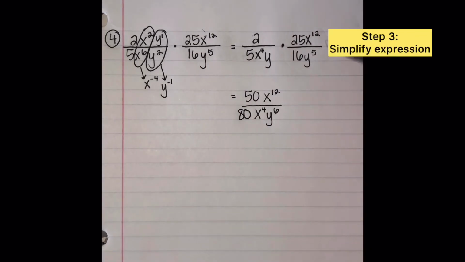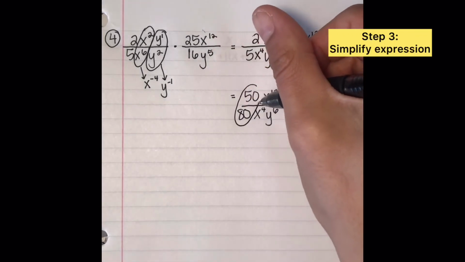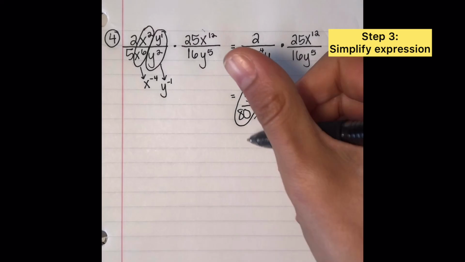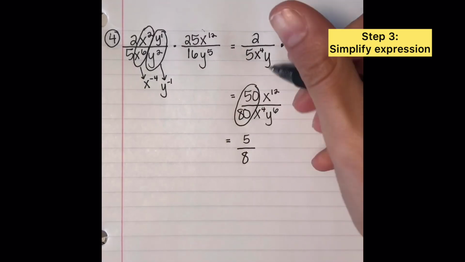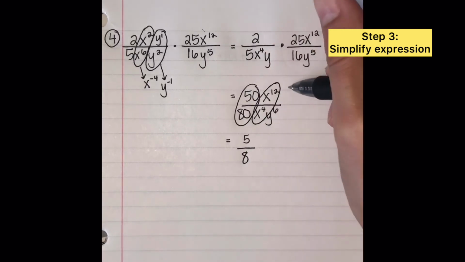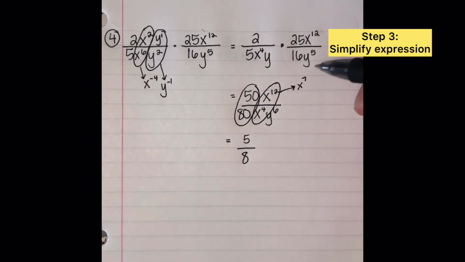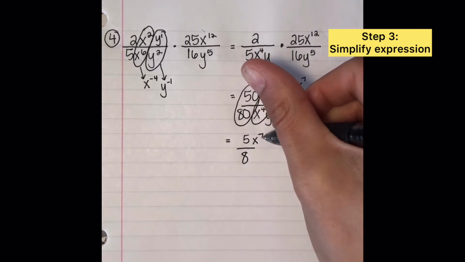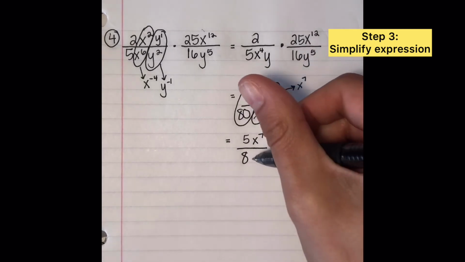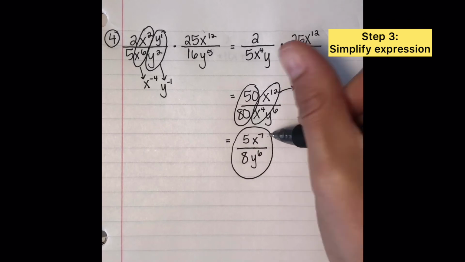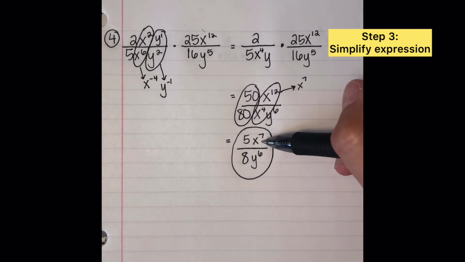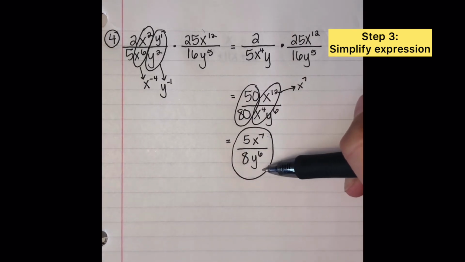All right, so now we have 50 over 80 simplifies to 5/8. We can subtract these x's and we get x to the positive 7. So that's going to go on top because it's positive, and then y to the 6th on bottom. So our simplified expression is 5x to the 7th over 8y to the 6th.